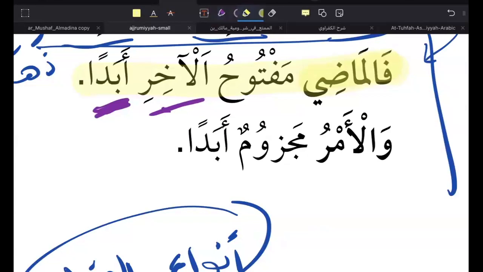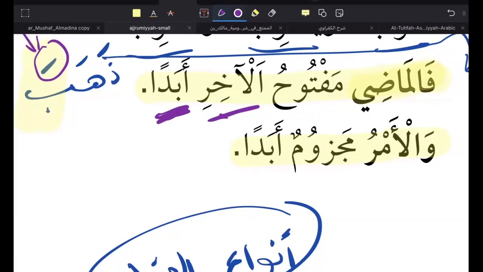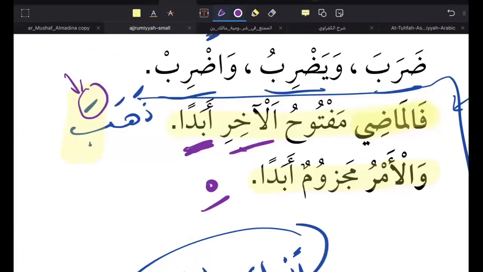The second one, he says, wal amr, and the command verb, majzumun abadan. And it is in the state of jazm always. And he didn't mention anything about sukun, because jazm is always sukun. So that means he wants to say the command verbs are mabni ala sukun da'iman. That's what he wants to say. Okay, but is it true? How do we understand? There's a lot of discussion, because there are two schools of thought.